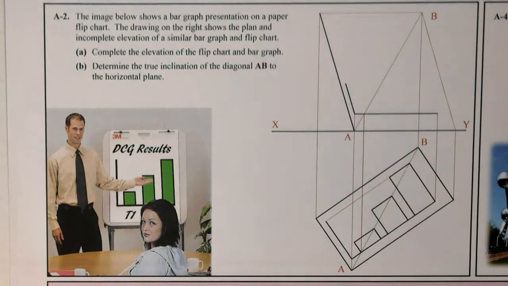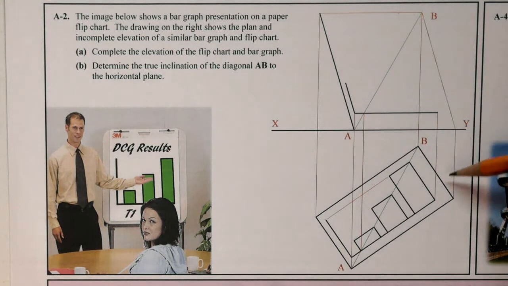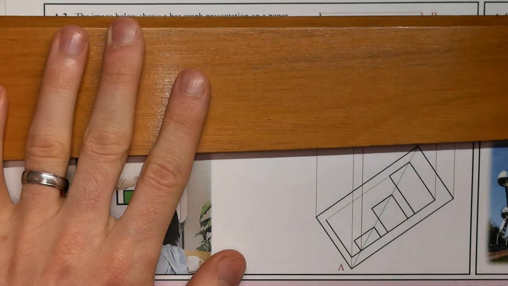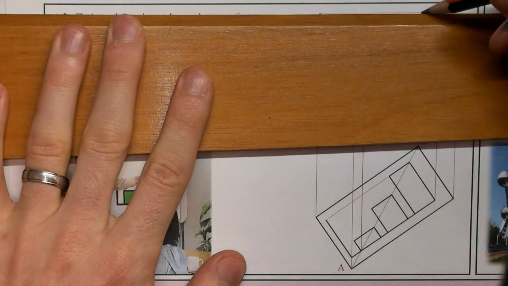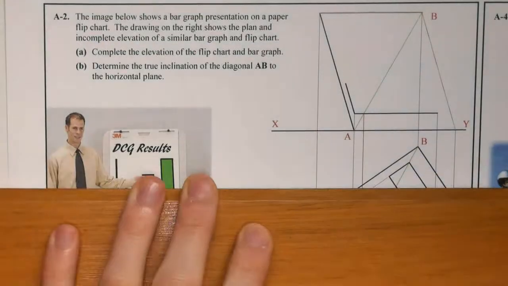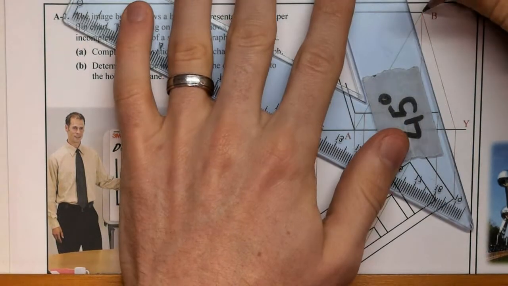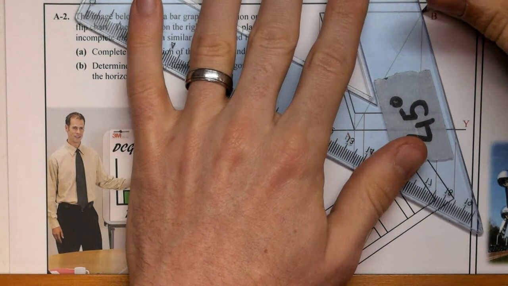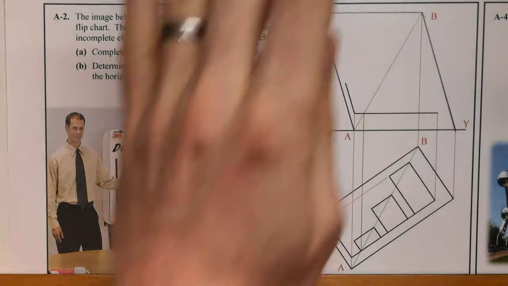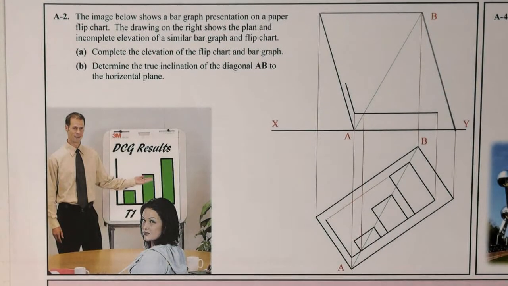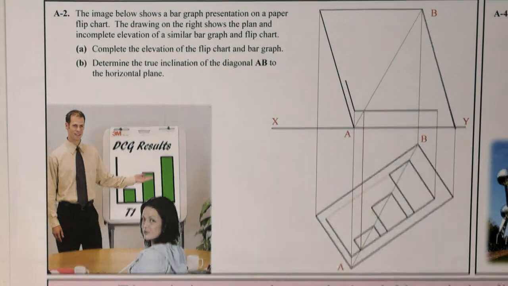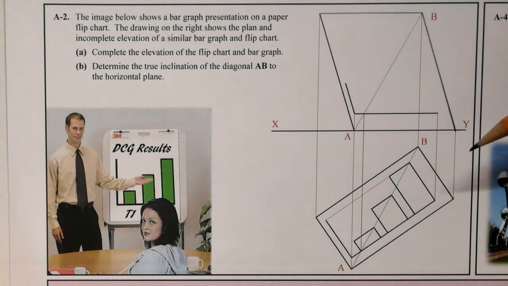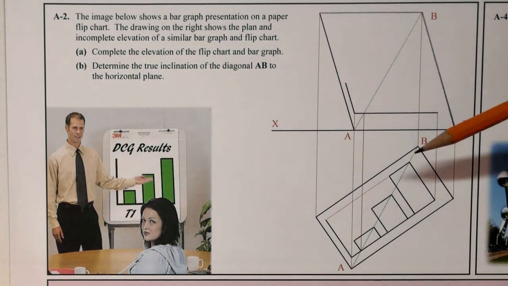Right, some of it's already been located first, so I'm actually just going to heavy in some of those edges. Okay, now we need to think about some of our key principles. Okay, we know that parallel lines appear parallel in all views.